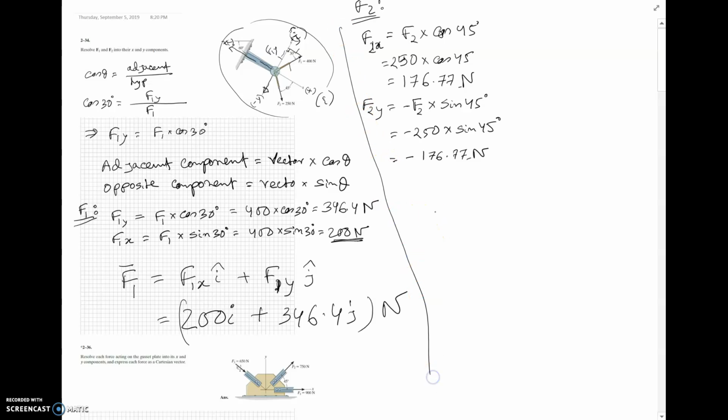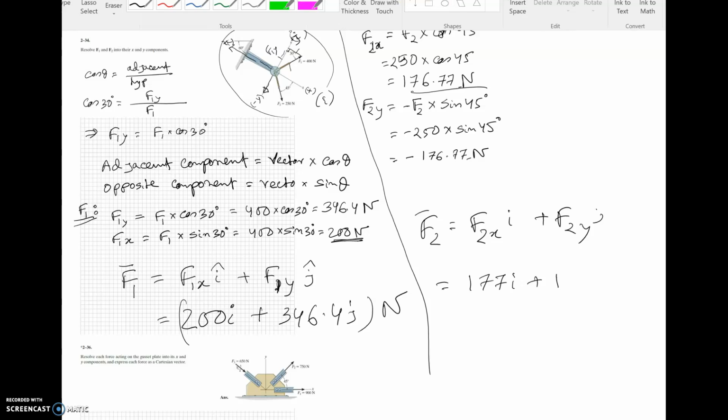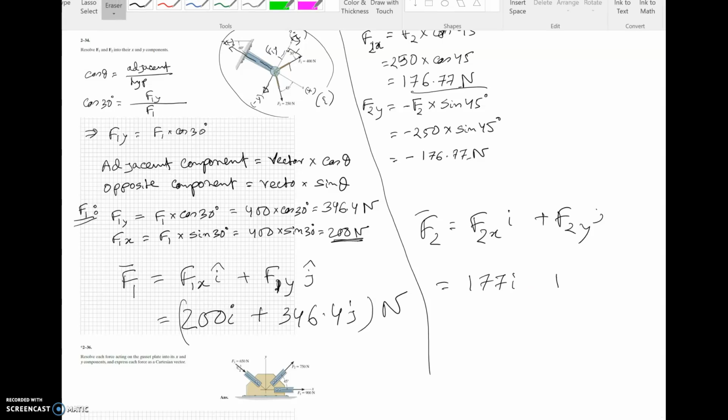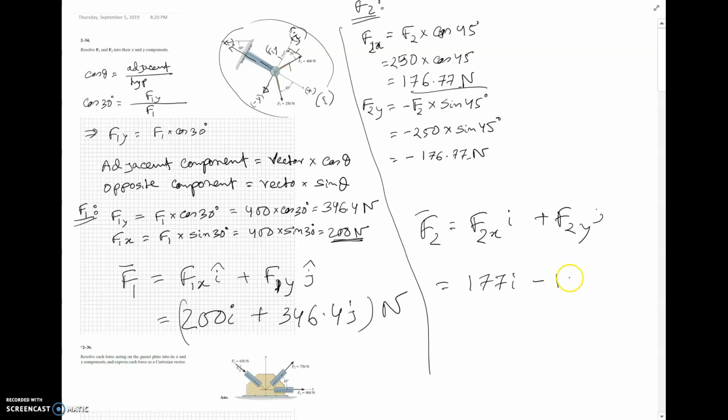Similarly, the F2 vector is F2x i plus F2y j, so that would be equal to, rounding it up, 177 i minus 177 j Newton. This is the solution for this problem.